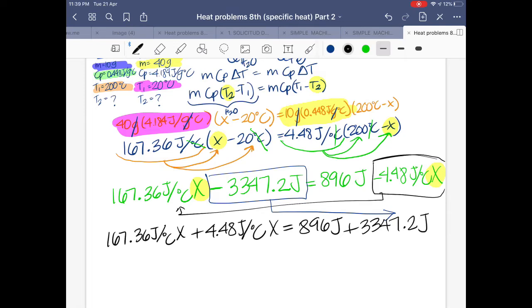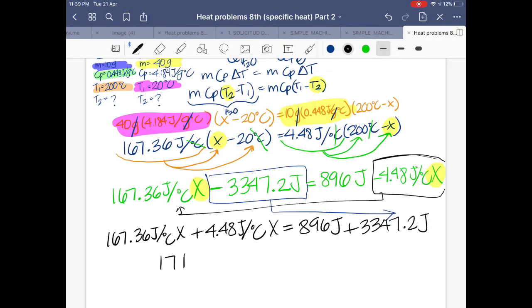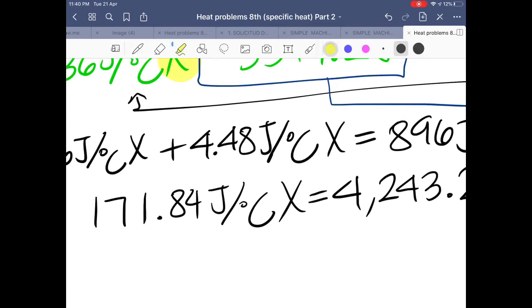3,347.2 joules. Now the next step is to add them. So you will add 167.36 plus 4.48 equals 171.84 joules over degrees Celsius x equals 896 plus 3,347.2 joules. We have 4,243.2 joules. Now, what we need is to leave x by itself.